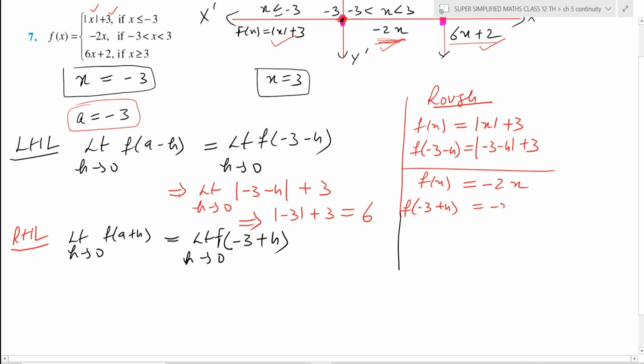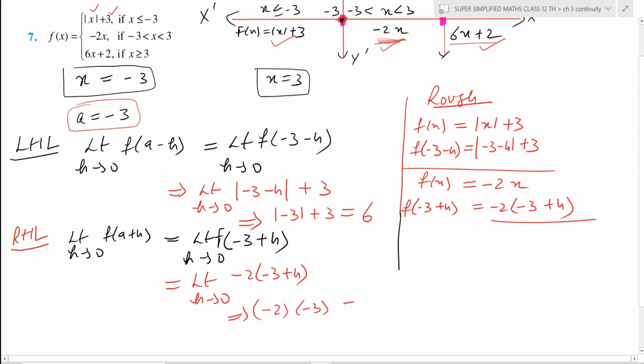That will be minus 2 and x replaced by minus 3 plus h. So we get limit h tends to 0 of f(minus 3 plus h), which has this value, that is minus 2 times (minus 3 plus h), which comes out to be, now we put the limit of h to be 0, so we get minus 2 into minus 3, which is 6.